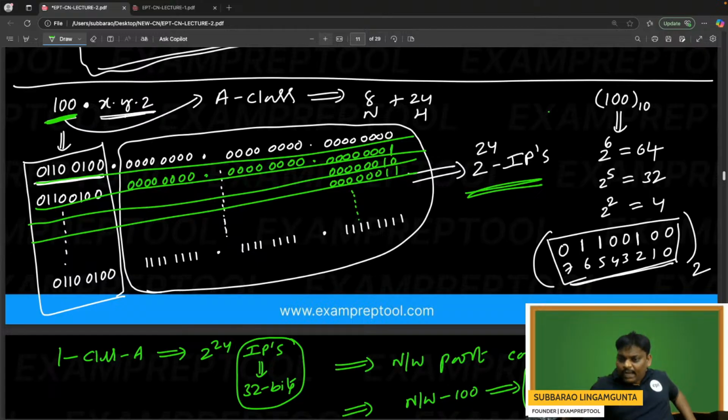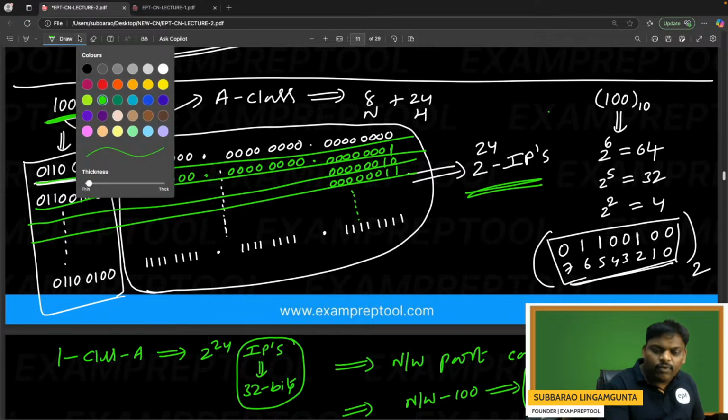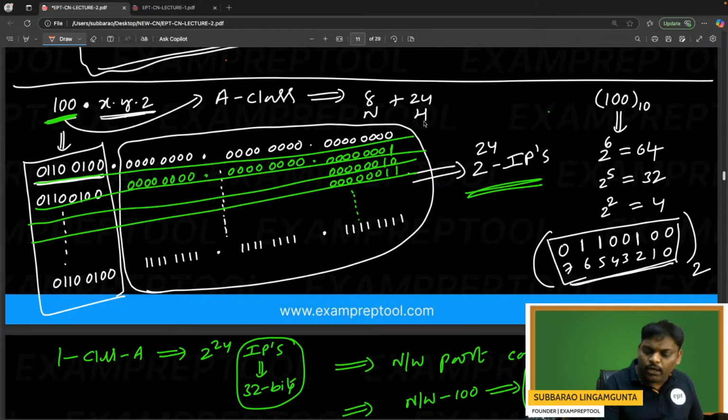Remember, network 100 means the network part is 100. All belong to the same network. Network 100 contains 2 power 24 IPs, from 24 zeros to 24 ones. Now understand, everyone, please. It is a very important point. Every IP contains 32 bits. Can you observe this? Every IP contains 32 bits.